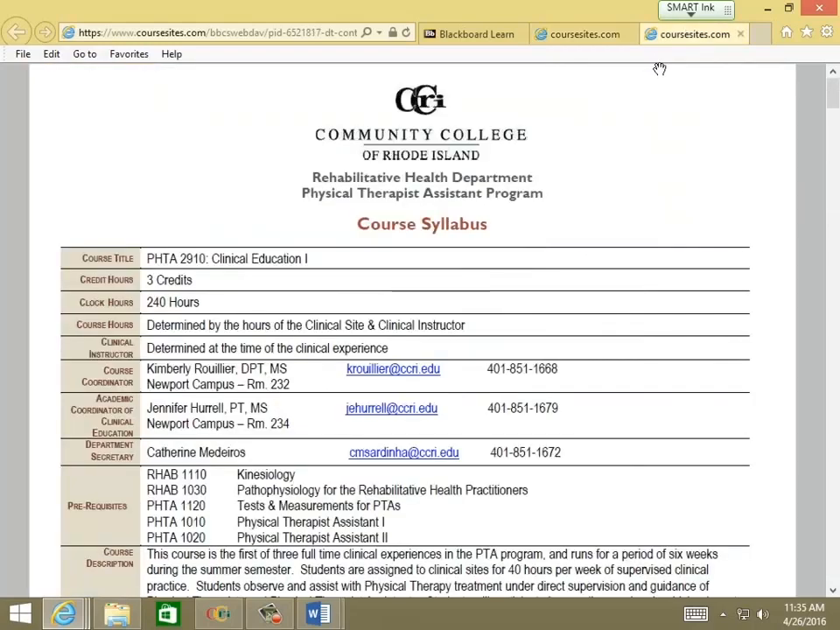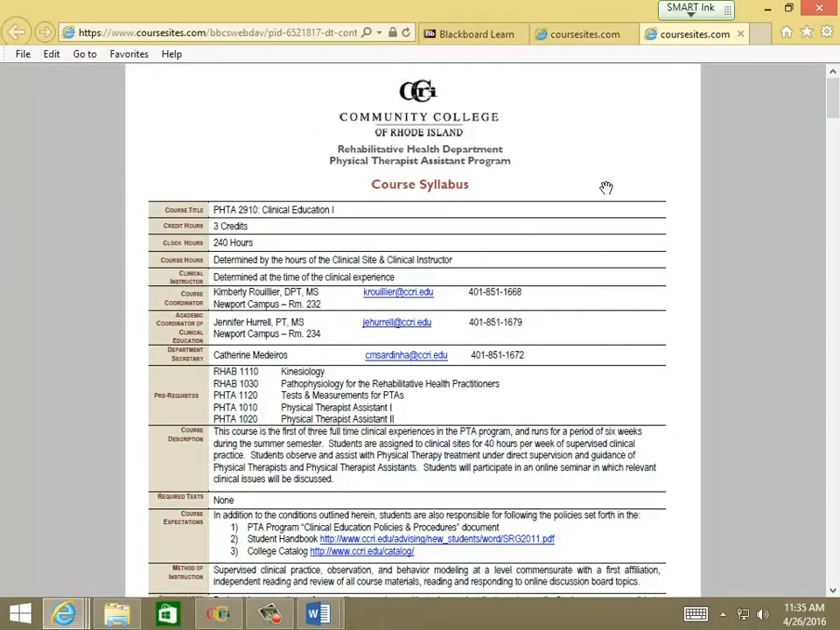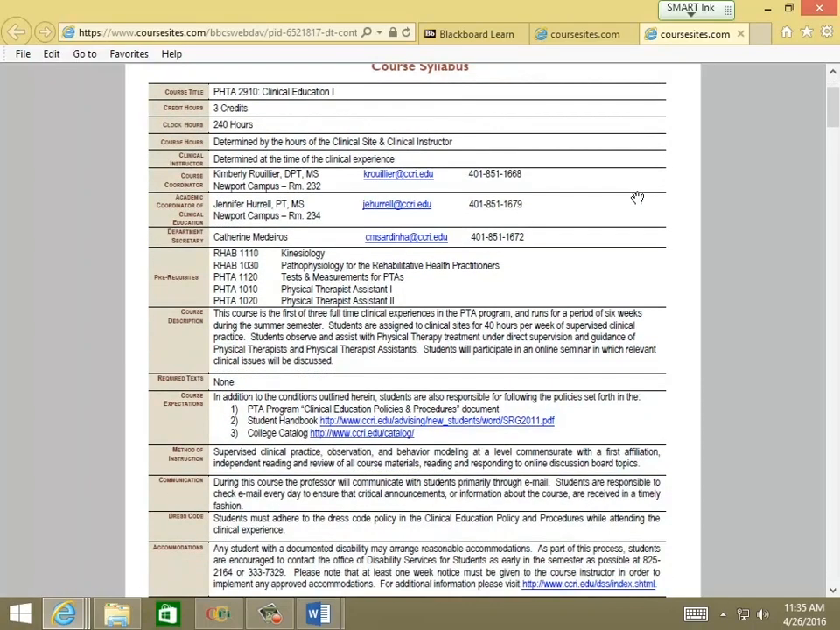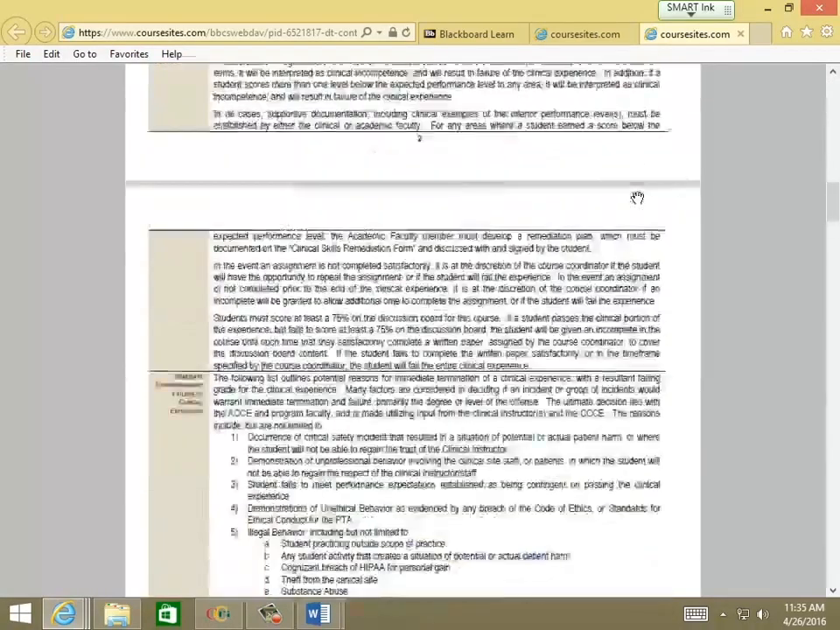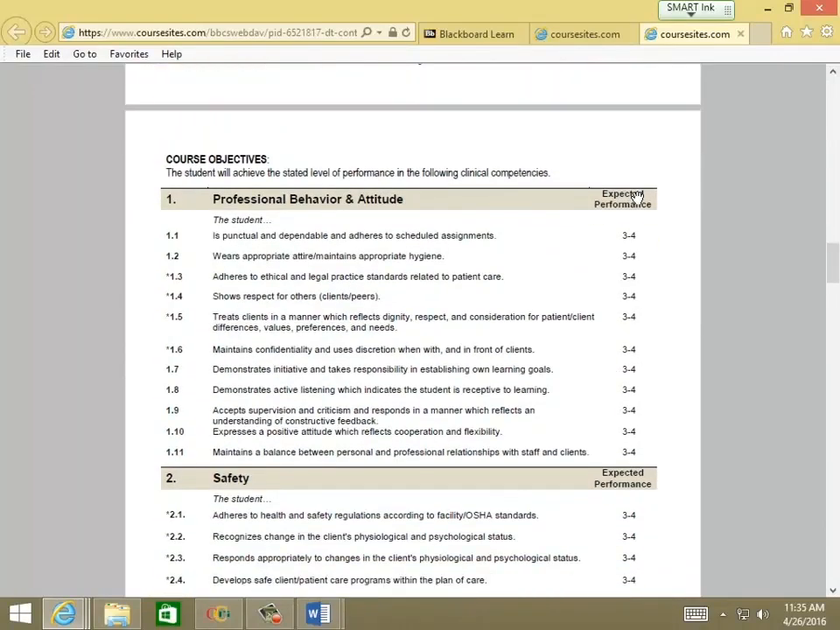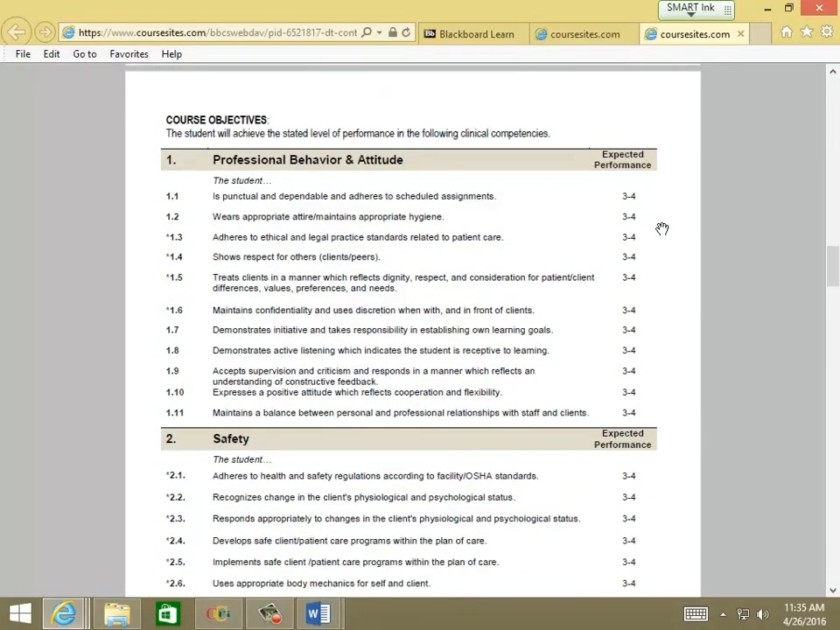I'm going to jump over to the course syllabus. Now, this particular course syllabus is for Clinical Education 1, but in the student packet that comes to you in the postal mail, you'll receive the course syllabus that goes with the particular clinical that the student is coming to you for. So looking at this as an example of Clin Ed 1, as we scroll down in the syllabus, the last portion of the syllabus is the course objectives.